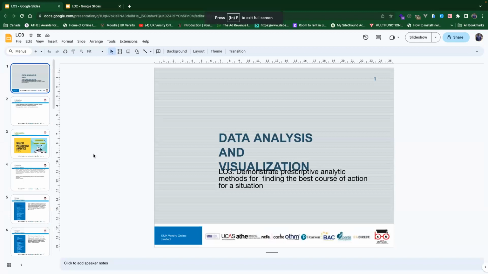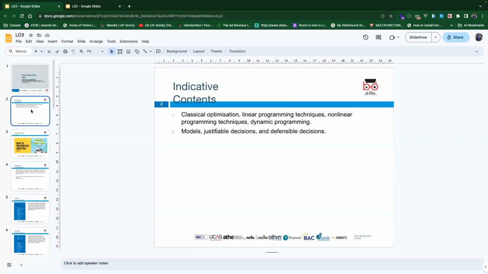So today we'll be looking at demonstrating prescriptive analytic methods for finding the best course of action for a situation. This will be our last topic on data analysis and visualization. And tomorrow we'll be looking at the discussion module about the assignment.